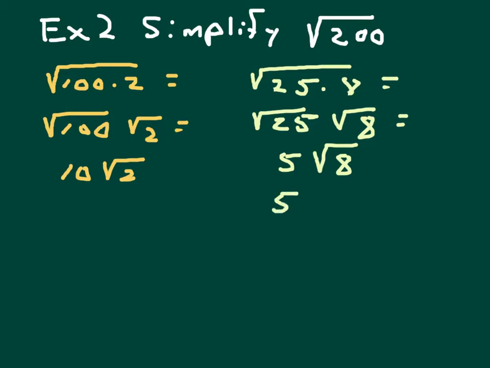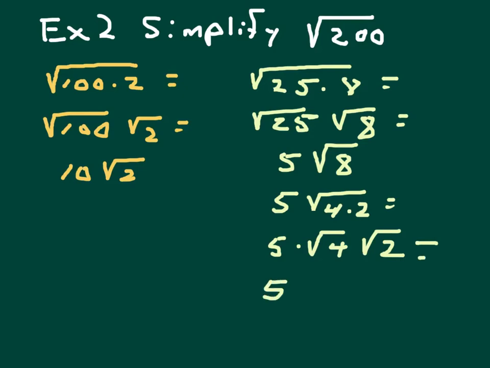I still have that 5 out in front there, but think of 8 as 4 times 2, which means 5 times radical 4 times radical 2, which means 5, let's see, square root of 4 is 2 times radical 2. But 5 times 2 is 10, so my answer is 10 radical 2. And notice I get the same answer.